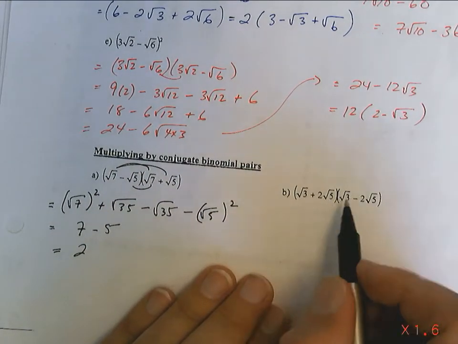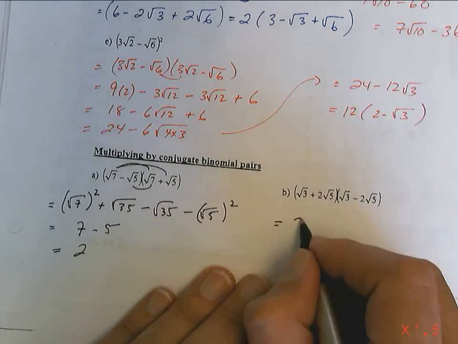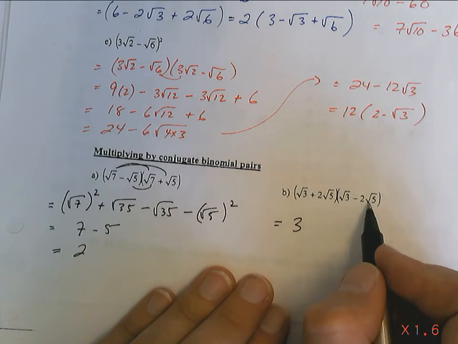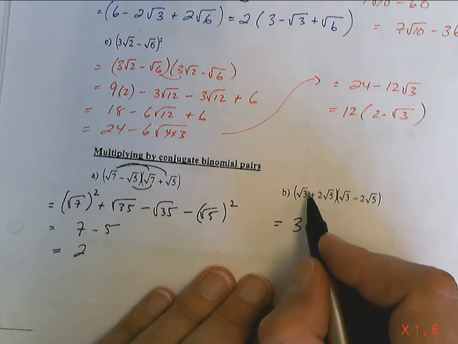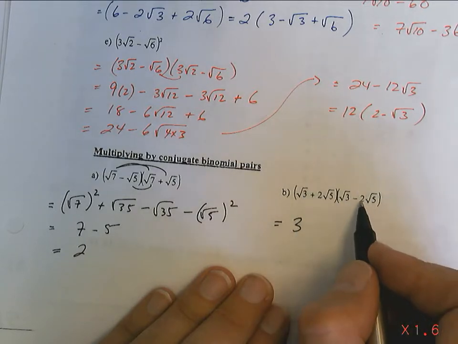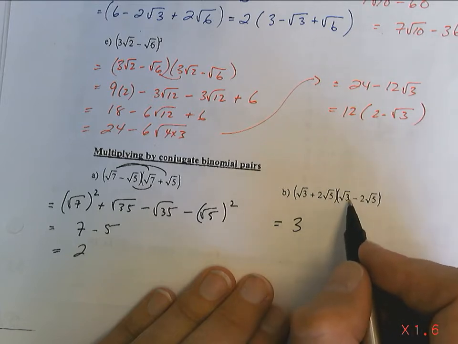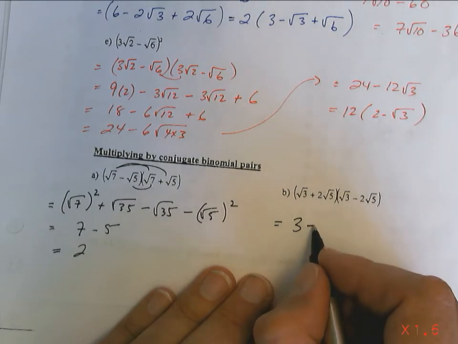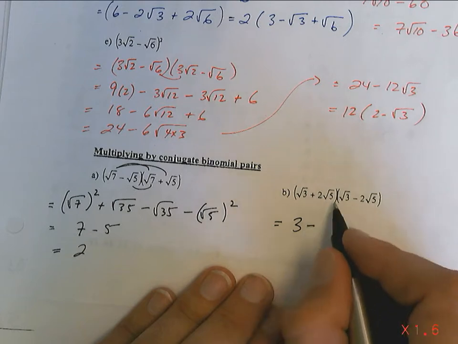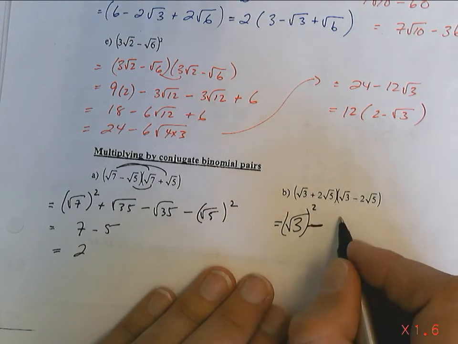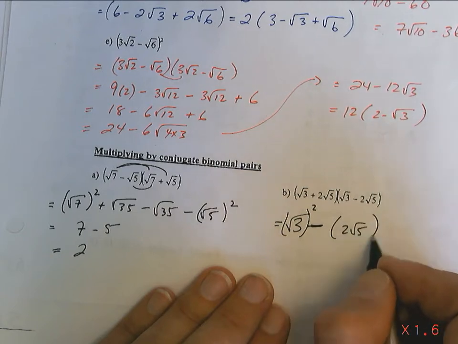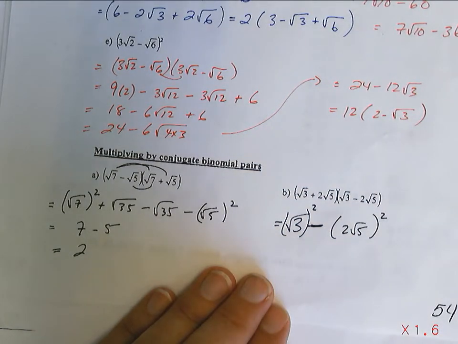We got root 3 times root 3 will be root 3 squared. I'm going to get negative 2 root 15, and I'm going to get positive 2 root 15. Let me do this: I'm going to get the first one squared, subtract the second one squared. How do I do that?